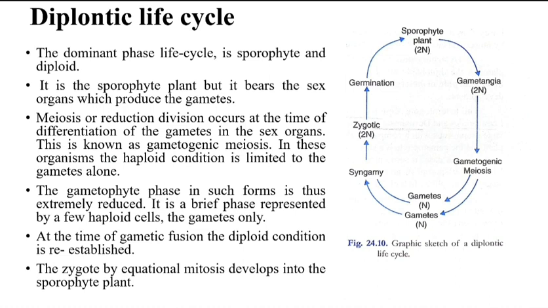In this organism, the haploid condition is limited to the gametes alone. The gametophytic phase in such forms is thus extremely reduced, and it is a brief phase represented by a few haploid cells, the gametes only. So the gametes are the only haploid cells in the whole life cycle. At the time of gametic fusion, the diploid condition is re-established. That means 2 haploid gametes fuse to form one diploid zygote. The zygote by equational mitosis develops into a sporophytic plant.